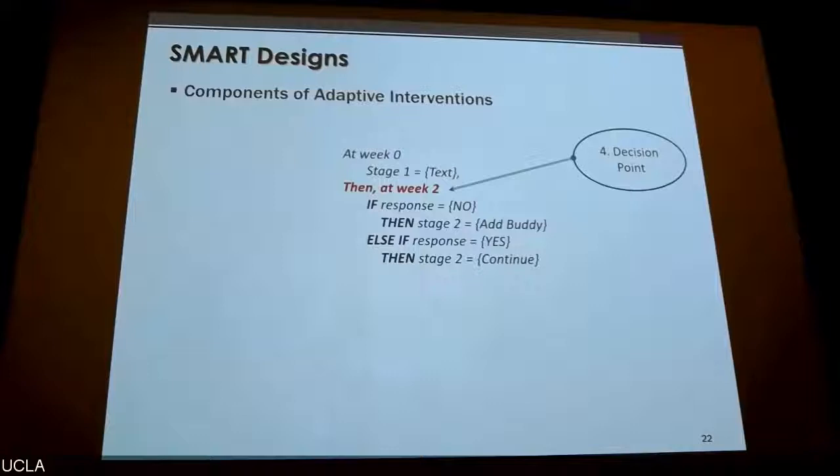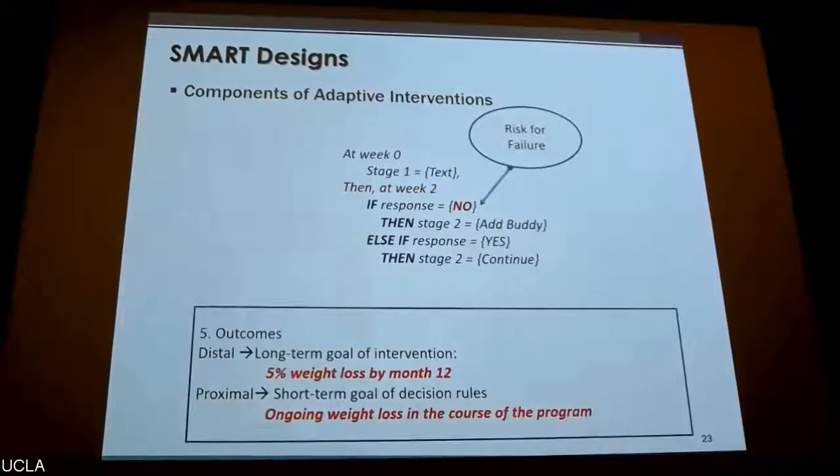The fourth element is probably my favorite. That's the decision point. It's a point in time in which we need to make decisions about what to do. And here, we have a decision point at week 0, and we also have a decision point at week 2. Do you see that? Okay. The fifth element is more implicit. It's not really part of an adaptive intervention, but it is guiding an adaptive intervention.